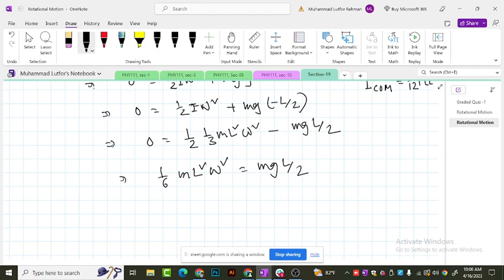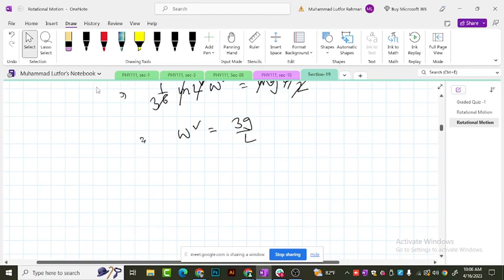This one L you can cancel out from here. I can cancel out also this m, I can cancel out 1 L from there, and I can also cancel 2. So then I'll find out this omega square would be 3g divided by L. I have a 1 L over here, so that's why I can say this omega should be root over 3g by L.